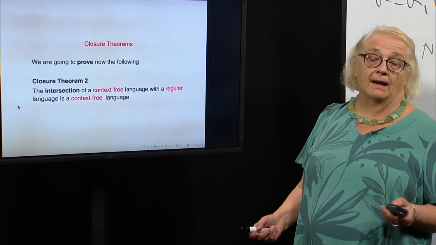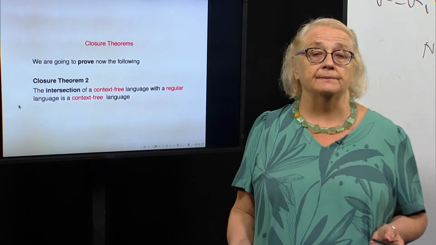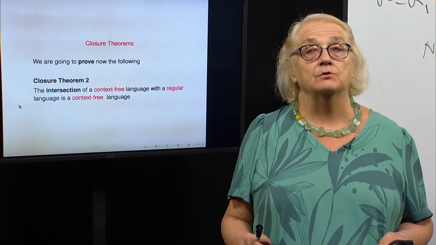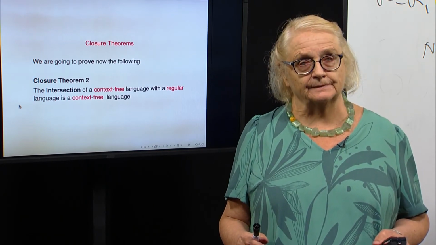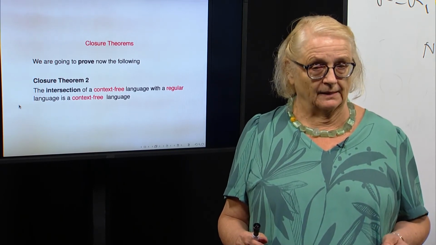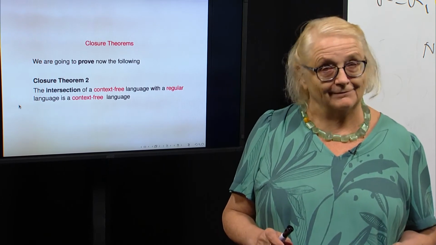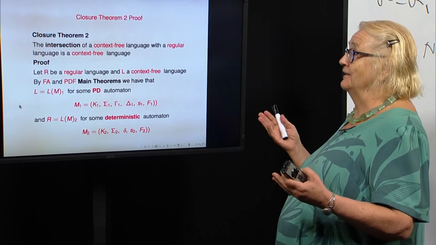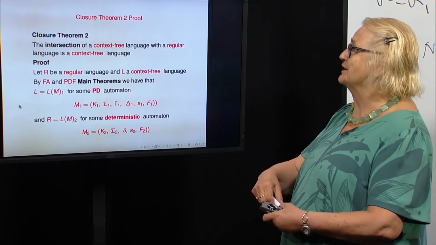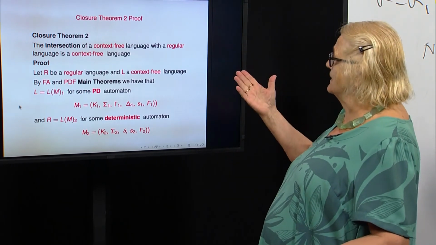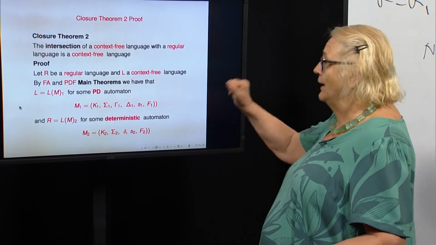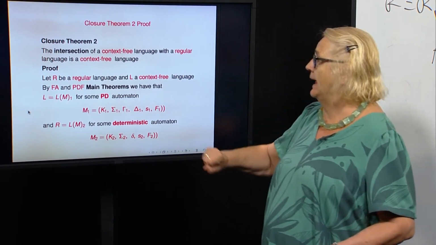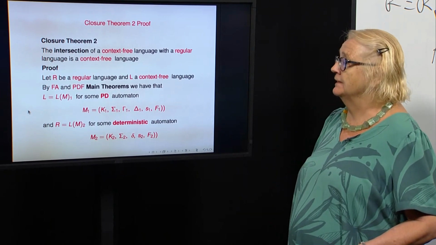And now we prove the closure theorem. The intersection of a context-free language with a regular language is a context-free language. So it's a little bit more sophisticated, but we already have all those tools. So context-free with regular: let's take R for the regular language and L for the context-free.